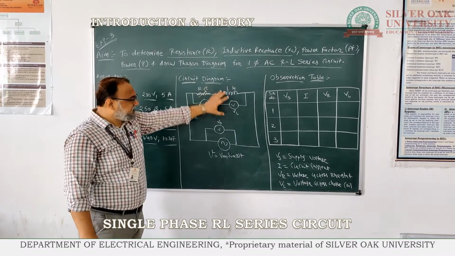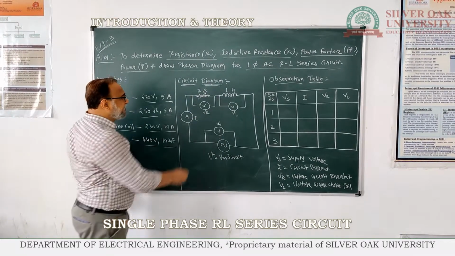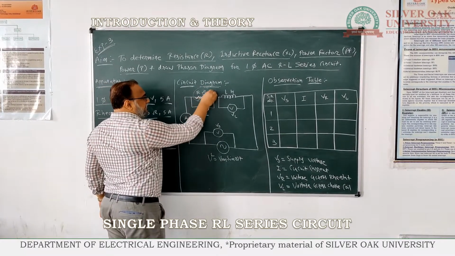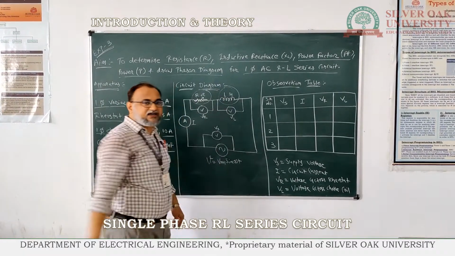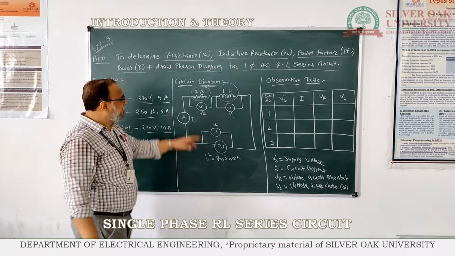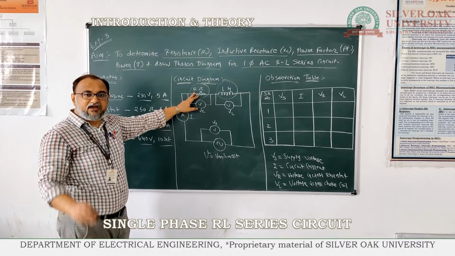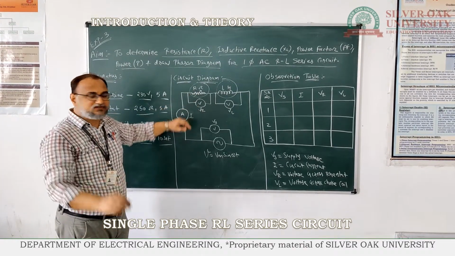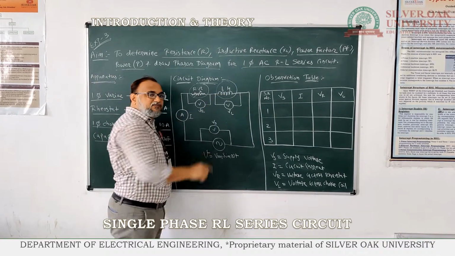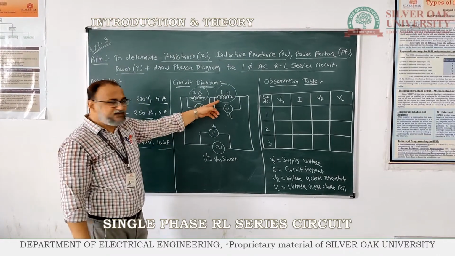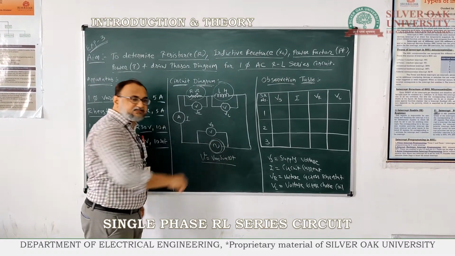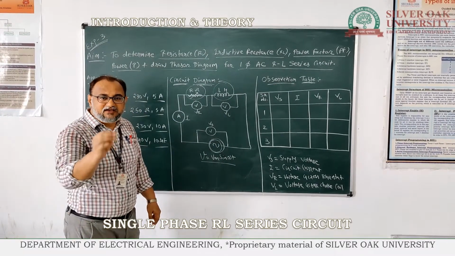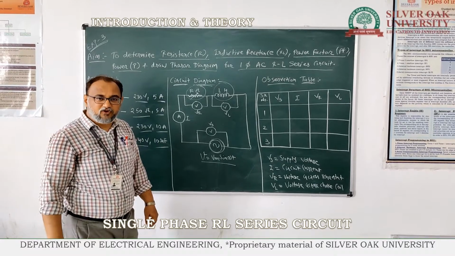Now, if you see the circuit diagram here, you can see that a rheostat and a choke coil are connected in series. This R is the variable resistor or rheostat, and this L is the choke coil. They are connected in series across this single phase AC supply, which is V equals Vm sin omega t.